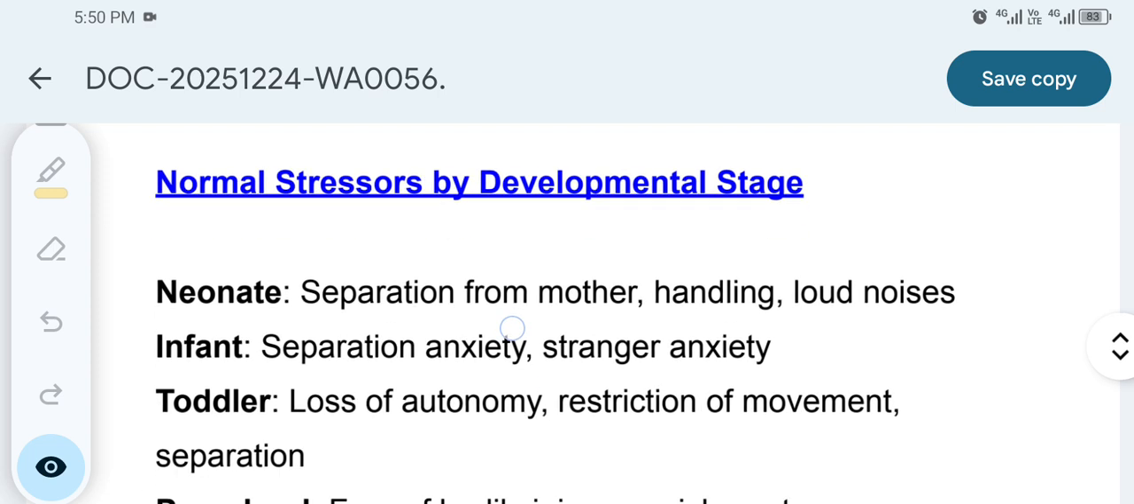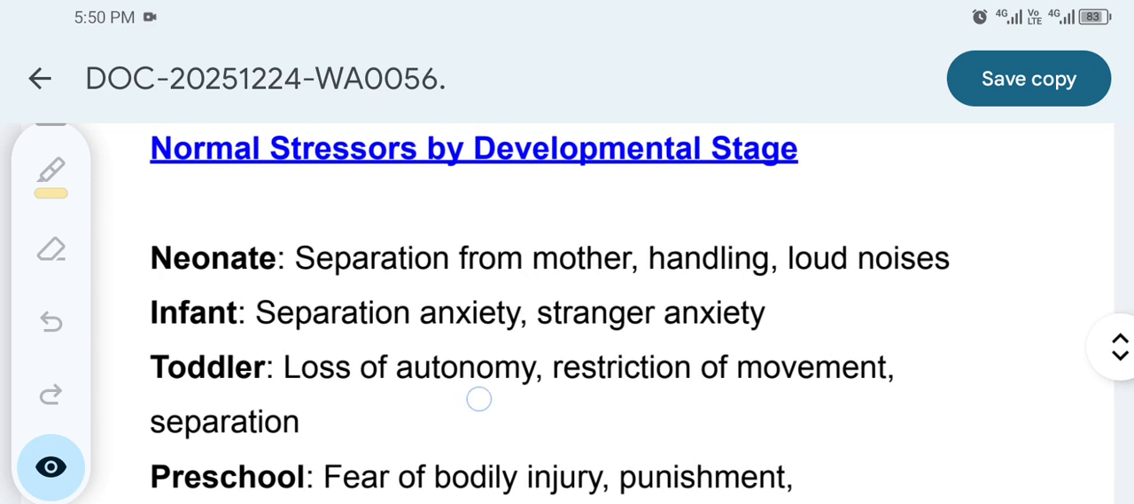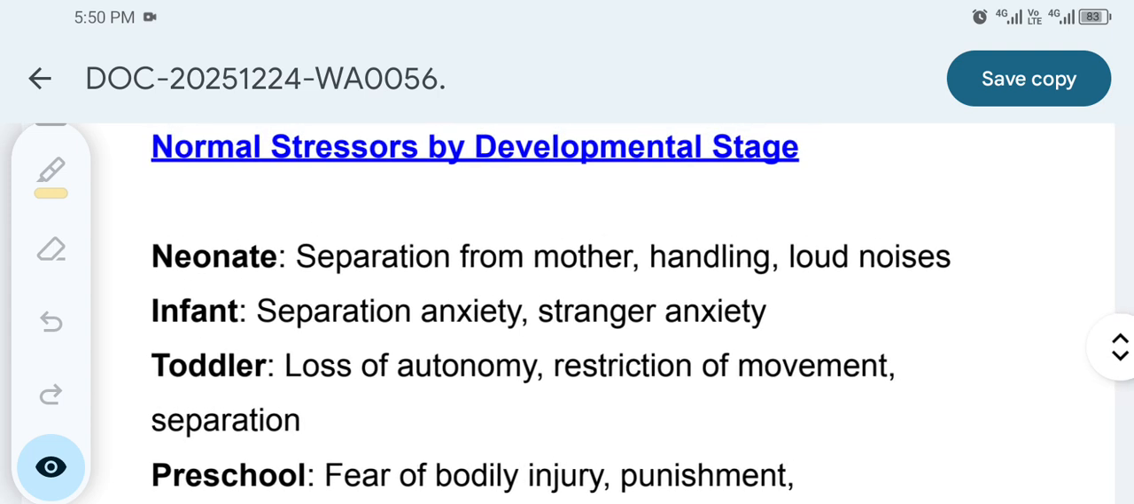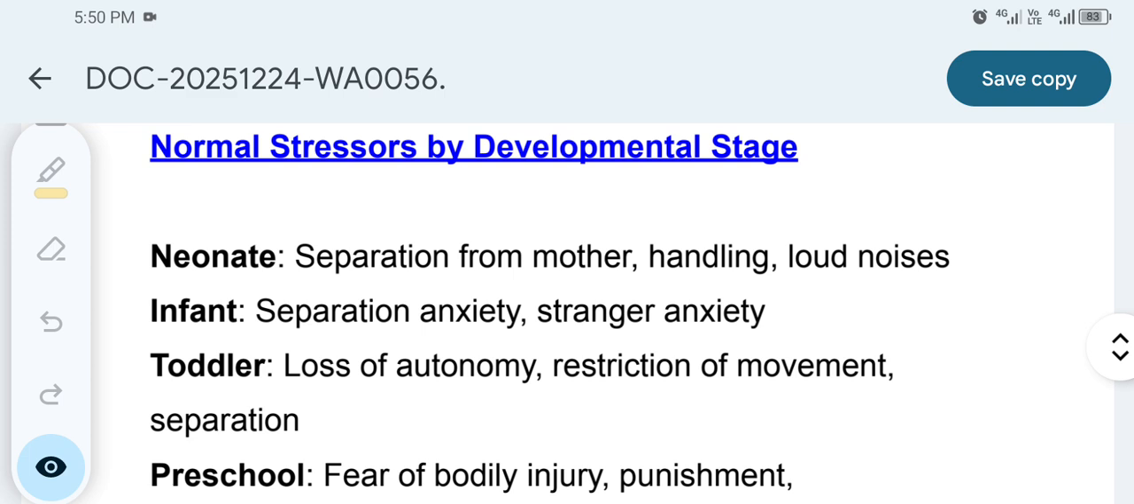So now there are some normal stressors by developmental stage. What do we mean by normal stressors by developmental stage? We mean that there are some things that become a worry for these children in all the categories we've described, from the neonate to the infant up to the school age. There are some fears or things that come to their attention. There are some worries they develop also.